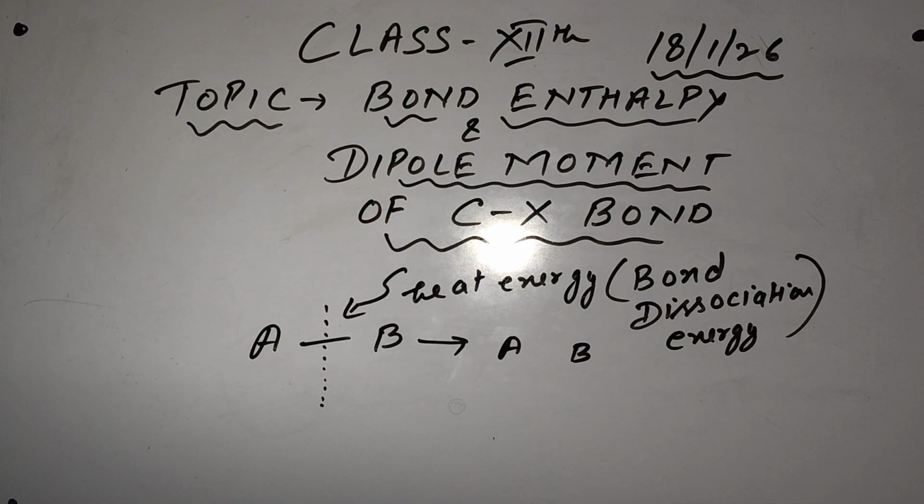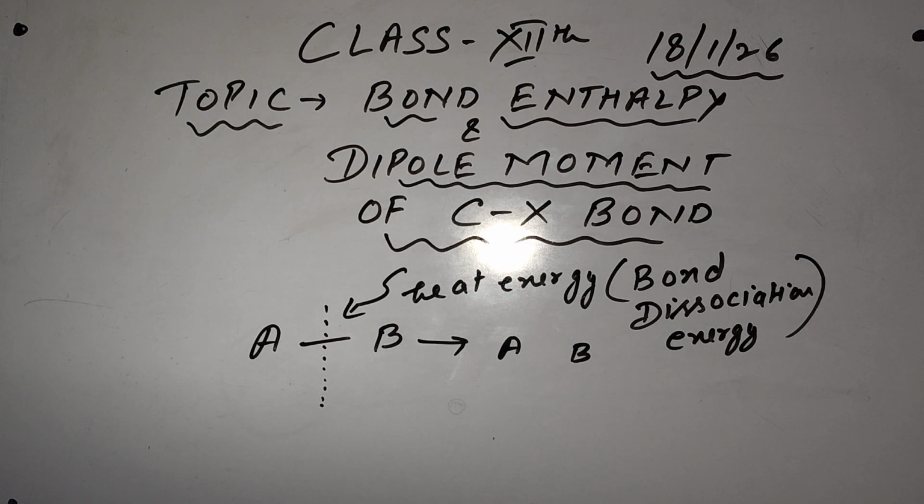Bond dissociation energy or bond enthalpy, per mole. Bond enthalpy per mole means the energy required to break 1 mole of the given bond; that is known as bond enthalpy.